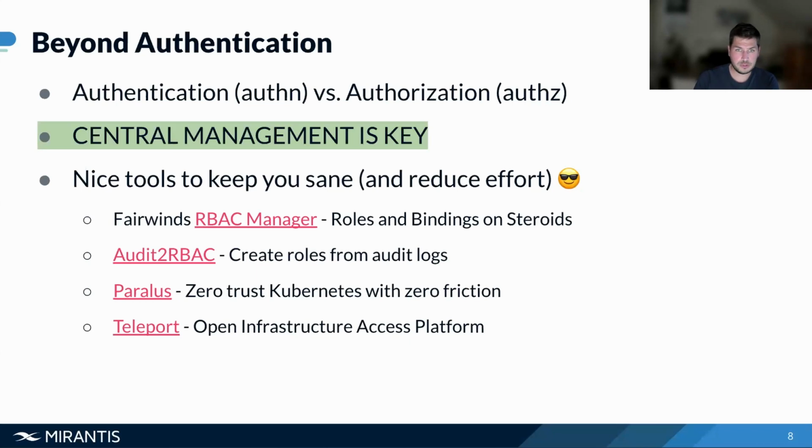Pretty neat, I would say, if you need a starting point. And the last two, Parallels and Teleport. Parallels is free and open source. It claims to offer zero trust Kubernetes with zero friction. Also, I must say I have not used it, but it looks promising. I thought it's worth putting it on the list and making you aware of the tool. So please check it out.